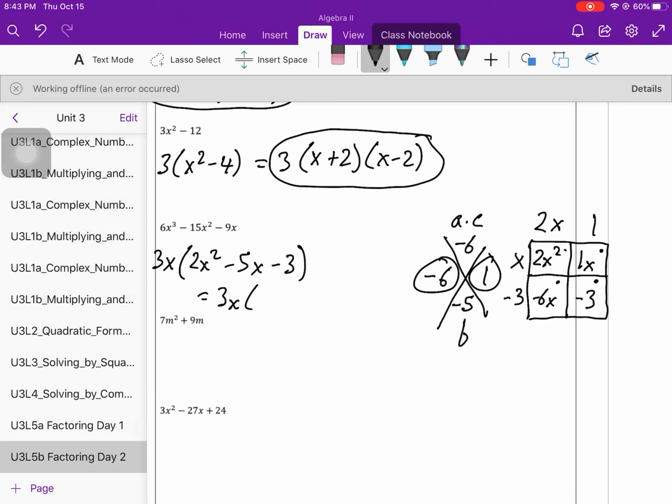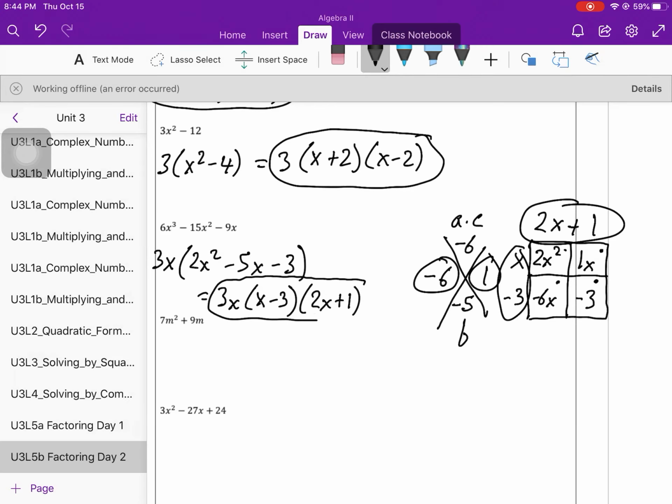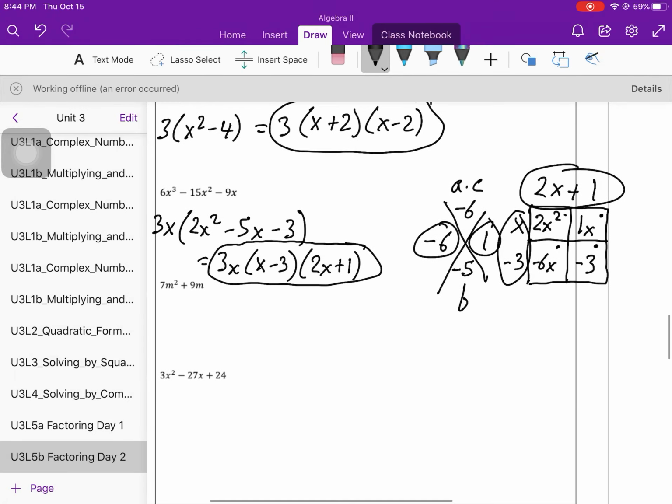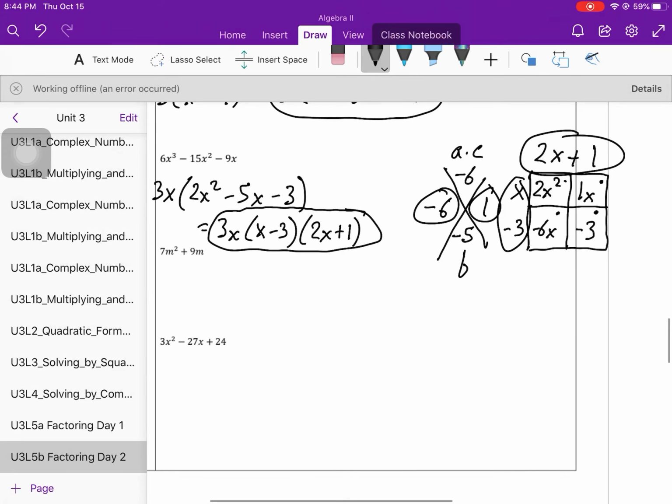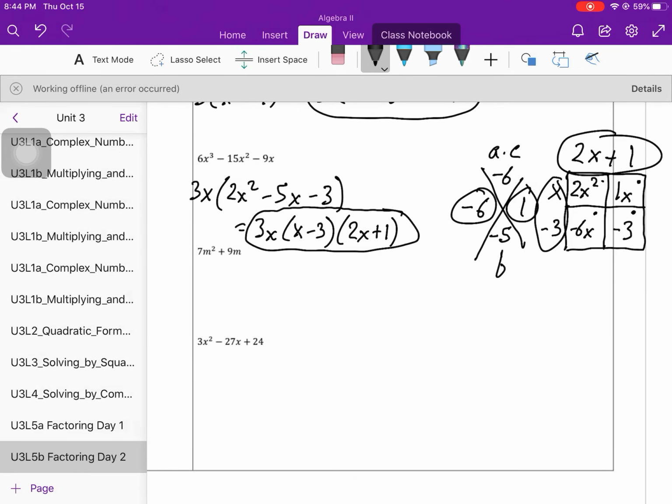So for this one, we end up getting 2x stays on the outside. Now I have my factors right here and right here. So it's going to be x minus 3, and then it's going to be 2x. This would be plus 1 because it's a positive 1. So there's our factored form of that.